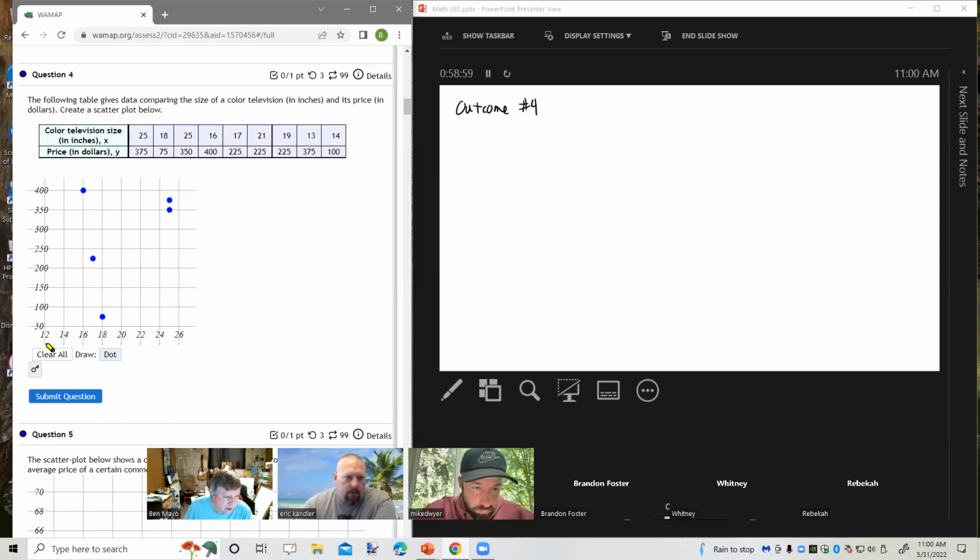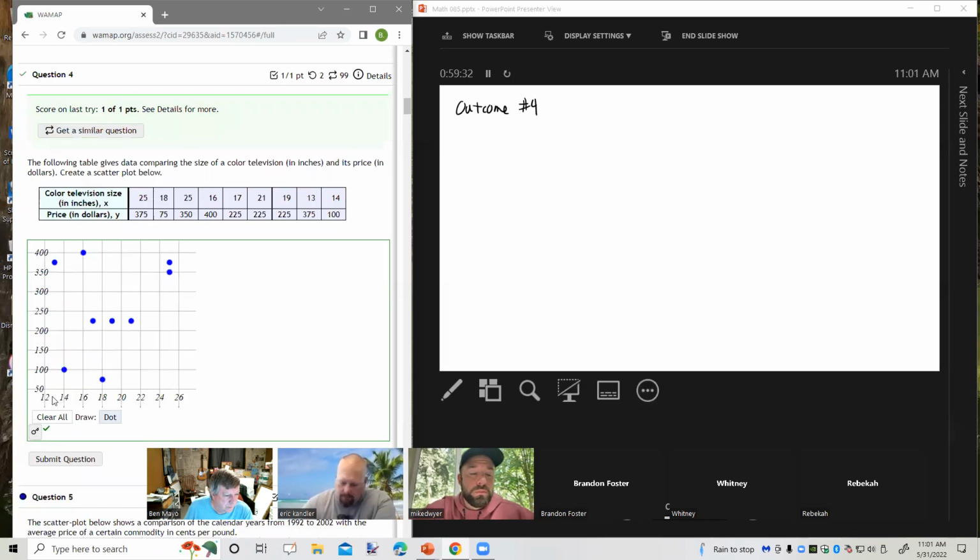17, 225. Again, your scale on the bottom is units of 2, and on the vertical axis, it's units of 50. Let's see, that was 17, 225. 21, 225. 19, 225. 13, 375. And 14, 100. All righty. Well, let's continue on to question number 5 then.